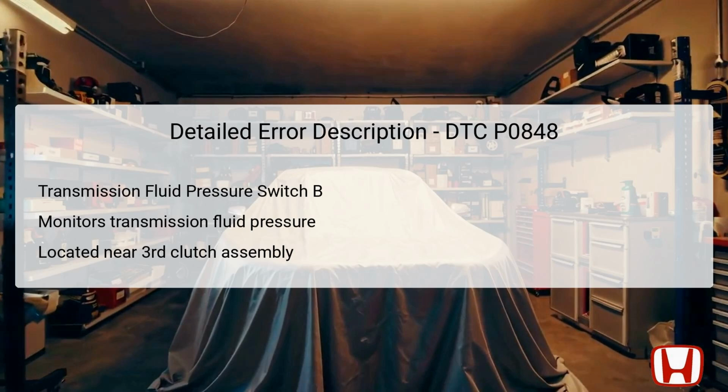If the switch fails or the circuit malfunctions, it can lead to erroneous readings and result in poor transmission performance. Specifically, a high circuit signal indicates there may be an issue with the switch or the wiring connected to it. Since this switch directly affects the clutch's operation, malfunctioning can lead the vehicle to shift incorrectly, often defaulting to a limited range of gears. Thus, understanding its role and position is essential in troubleshooting DTC P0848.